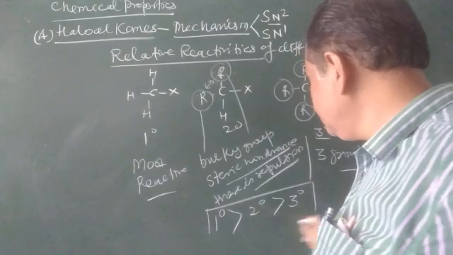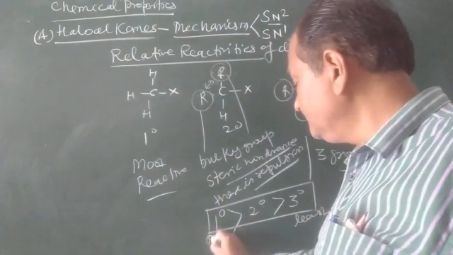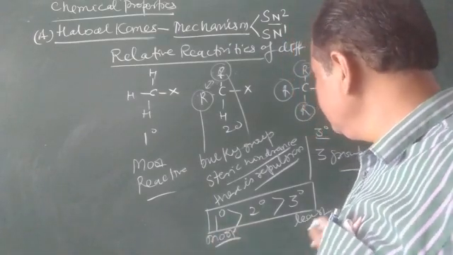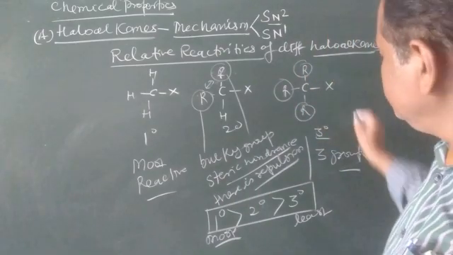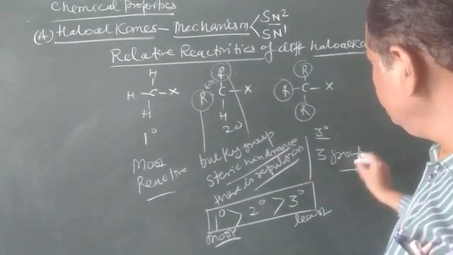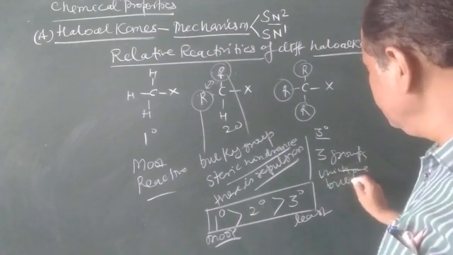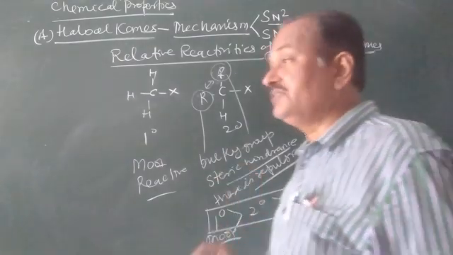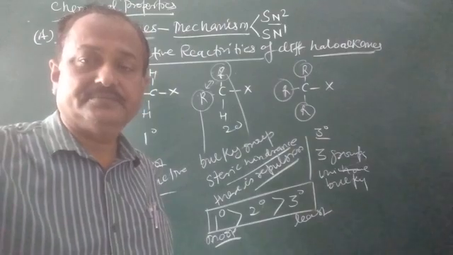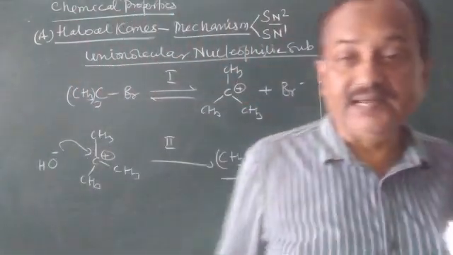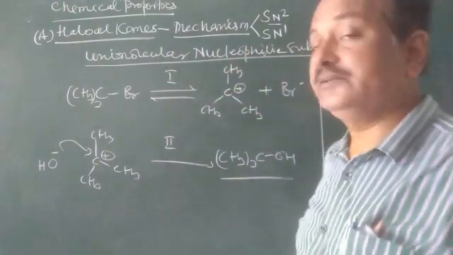Why are tertiary least reactive? Tertiary are least reactive, because in case of tertiary, there is the maximum steric hindrance due to three bulky groups. And as a result, tertiary haloalkanes are least reactive.